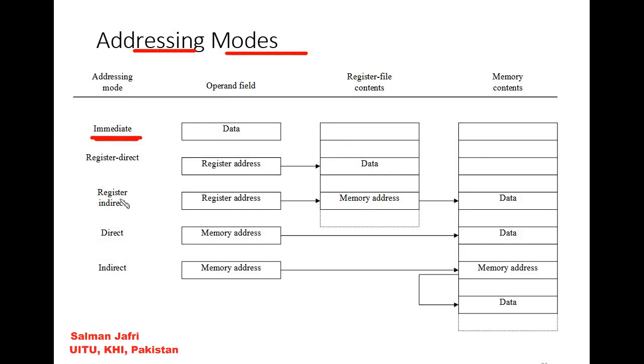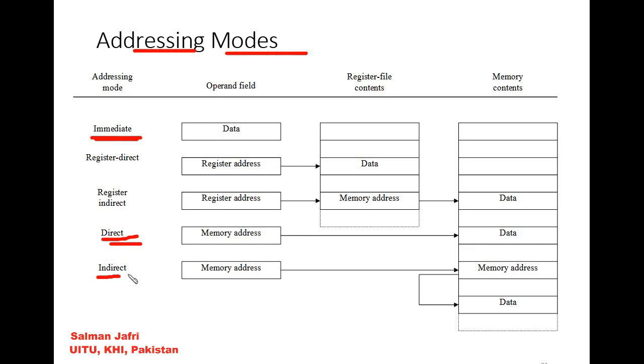What happens in register indirect? In register indirect, the operand field specifies a register address, but that register does not contain the data. It contains the address of the data. So we go to that memory address to finally get the data. What about direct? In the direct addressing mode, operand field contains the memory address. We directly go to that memory address and get the data.